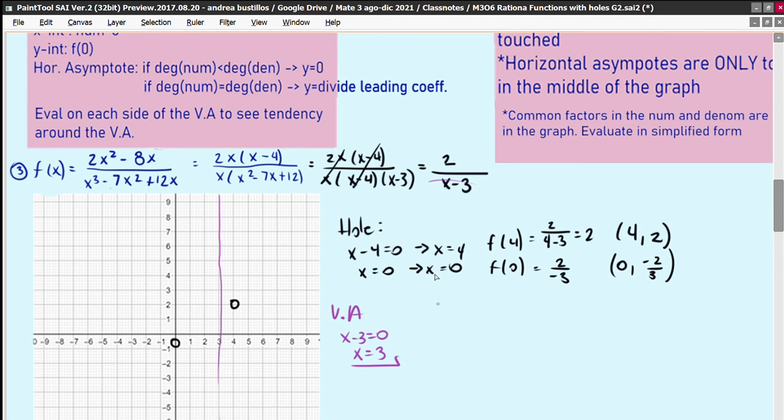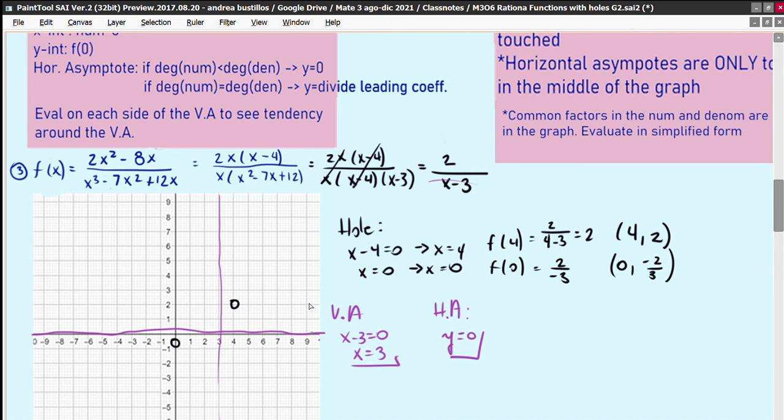Then, my horizontal asymptote is found by identifying the degrees of the numerator and the denominator. In this case, the degree of the numerator is 0 because it's a constant polynomial. And the degree of the denominator is 1 because it's a linear function, meaning that the degree of the numerator is less than the degree of the denominator. Thus, the horizontal asymptote should be y equals 0. So I can graph the horizontal asymptote.